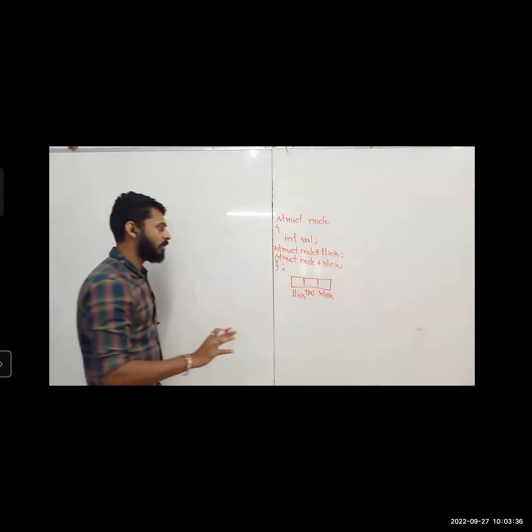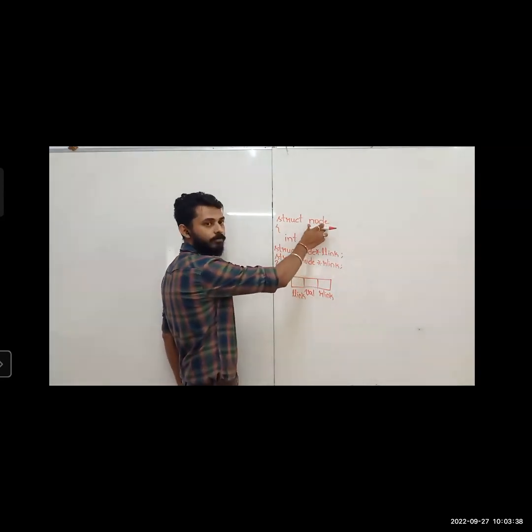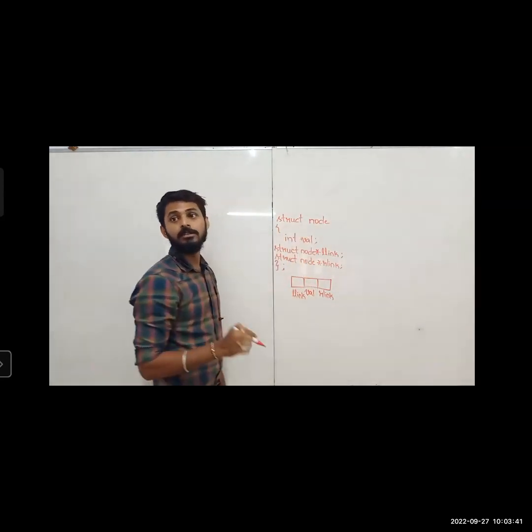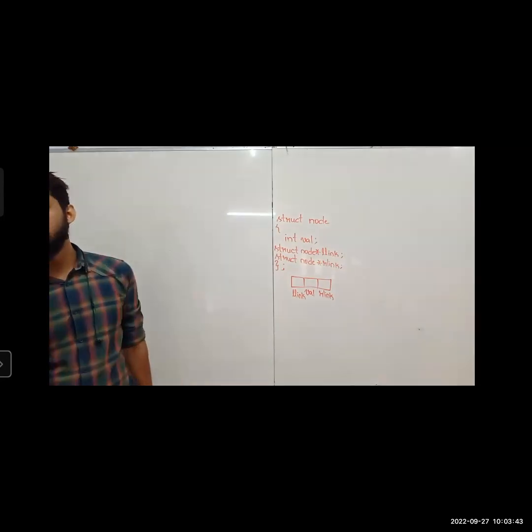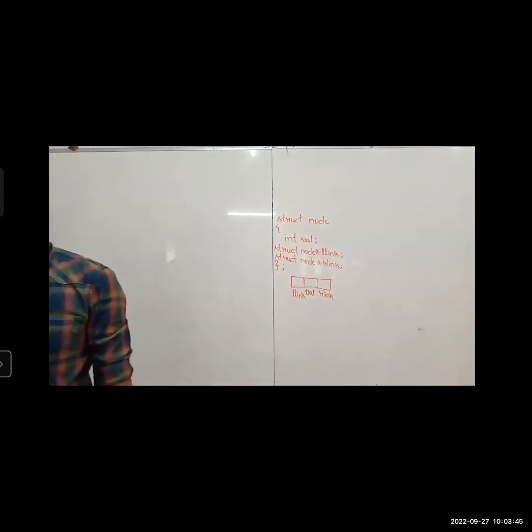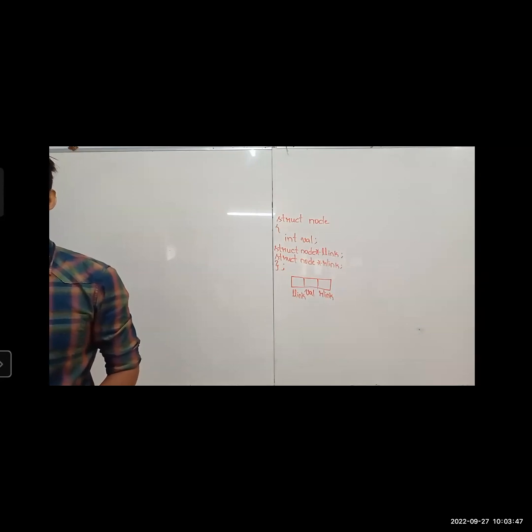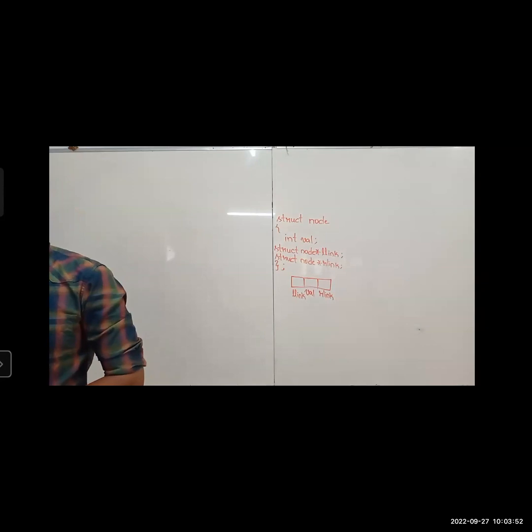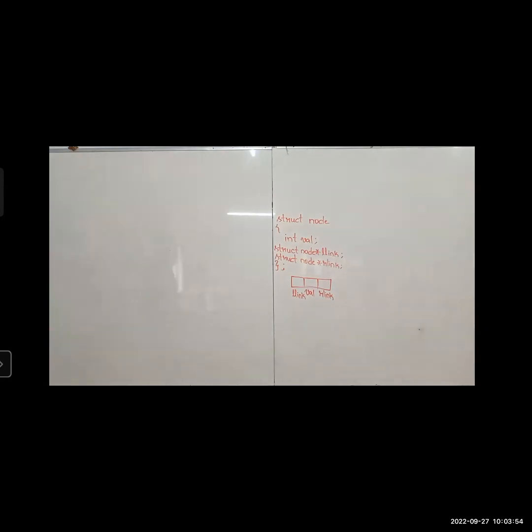Means at any point of time, if you create a node, it will have three parts. One is value, second one is left link, third one is right link. Clear till here? Anything which is not understood till now? Online? Kaustav, your camera is on. Any doubt in this? No.